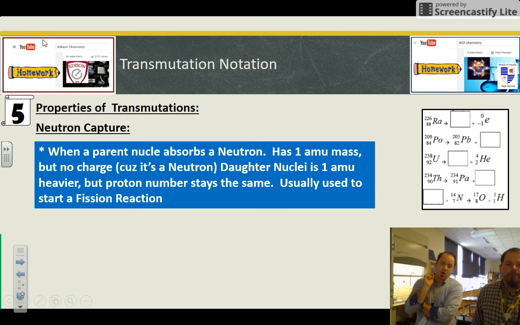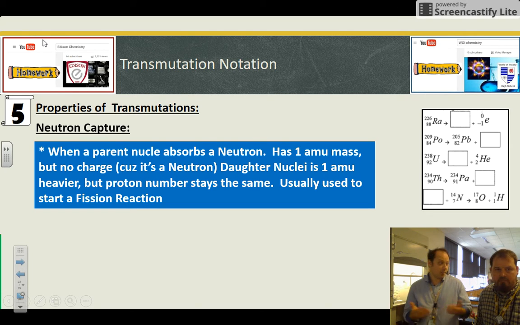Neutron capture is an artificial type of transmutation. Neutron capture means your parent soaks up a neutron somewhere. And this is happening in nuclear reactors. It creates the nuclear fission reaction that we then control to produce electricity and heat and steam. That's what happens in a nuclear power plant. So they bombard uranium with neutrons and it causes it to decay in the fission reaction.